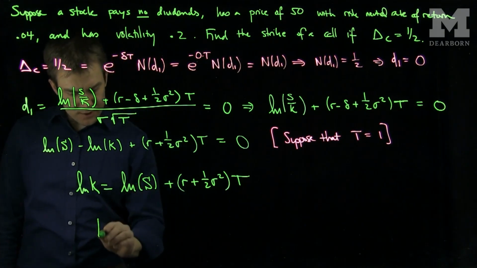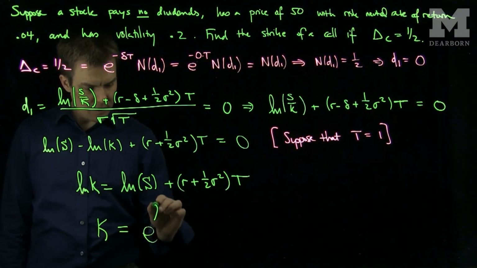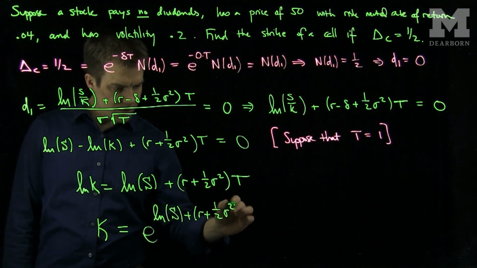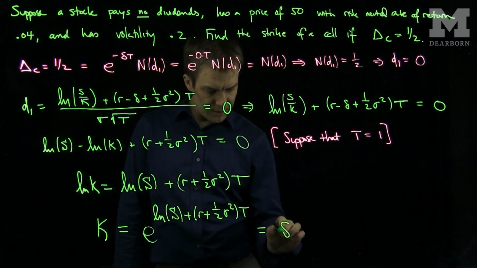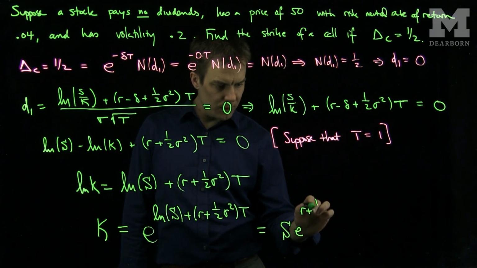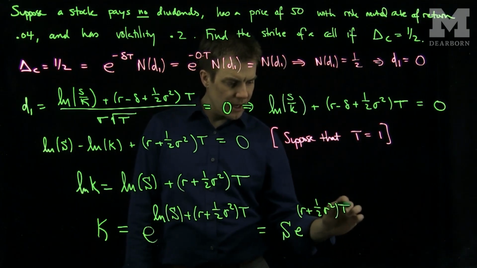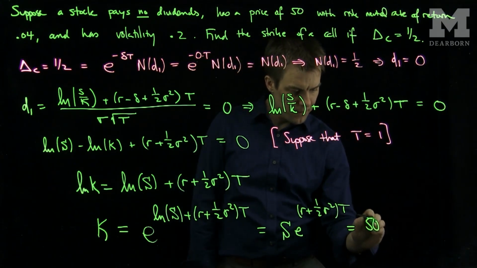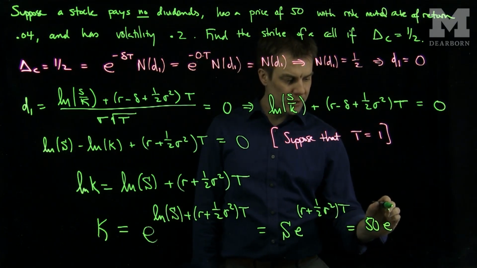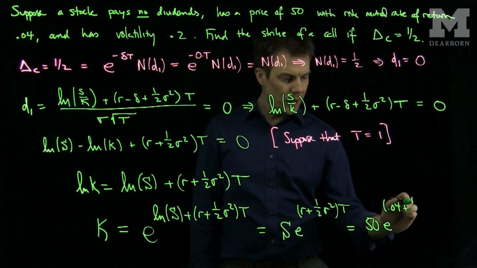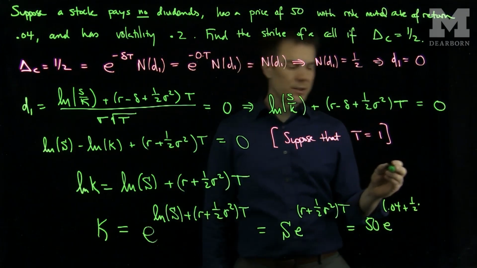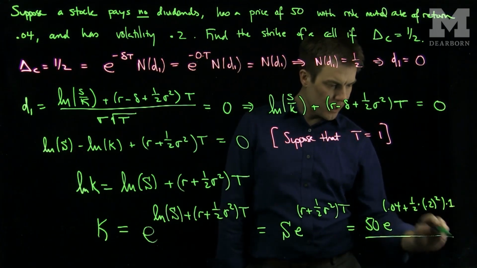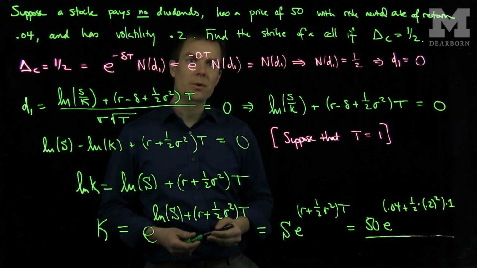And then we can exponentiate this. So we have K is e to the log of S plus r plus 1/2 sigma squared t, which becomes S e to the r plus 1/2 sigma squared times t. And now we have all of our parameters. This will be the stock price, which is 50, e to the r, which we know to be 0.04, plus 1/2 times sigma squared, and sigma is 0.2, so then I'll have 0.2 squared, and t is 1. So if we simplify this on the calculator, we'll find out exactly what the strike price is.